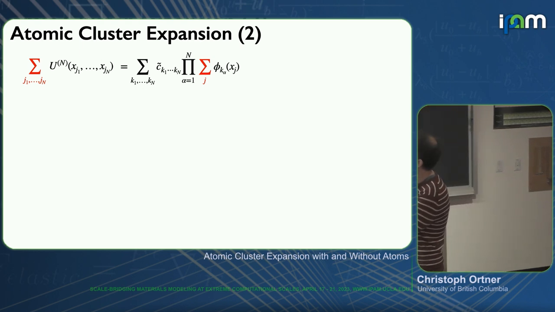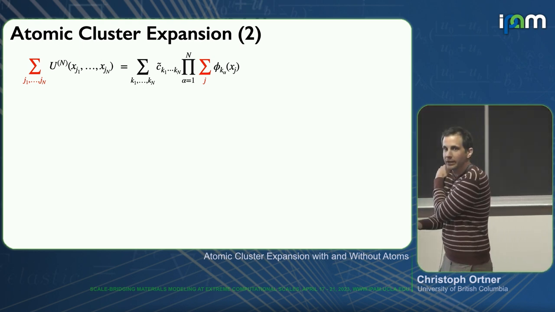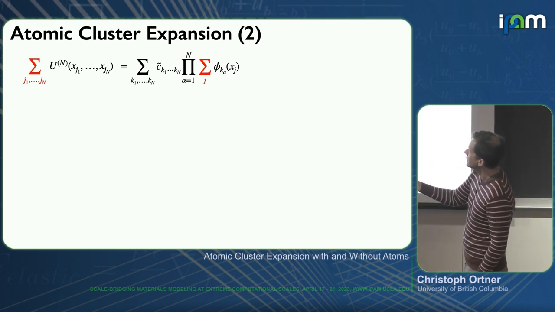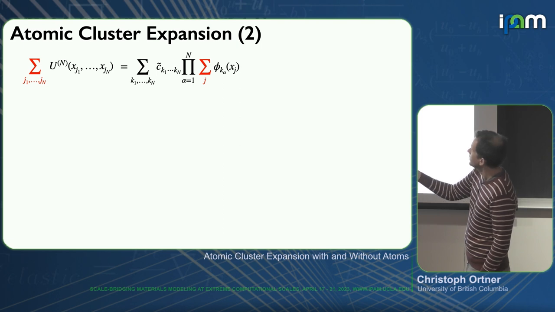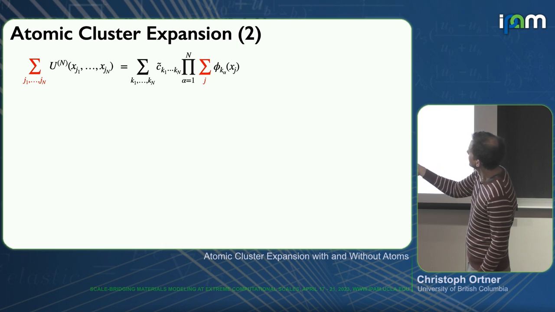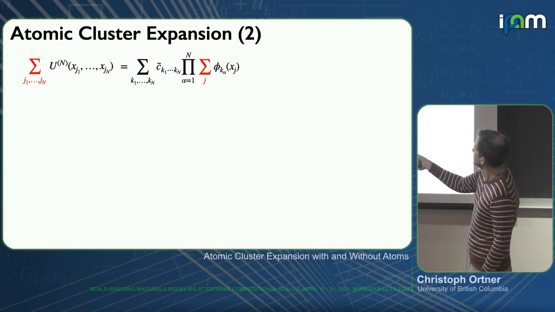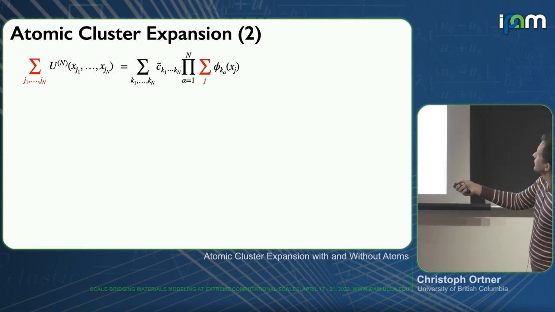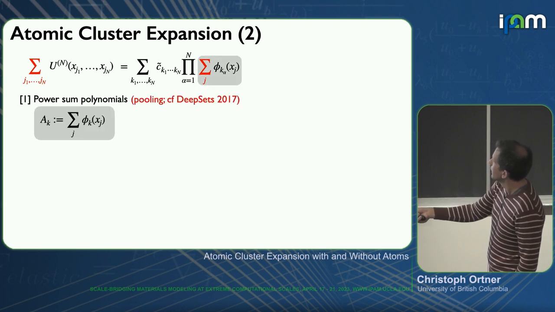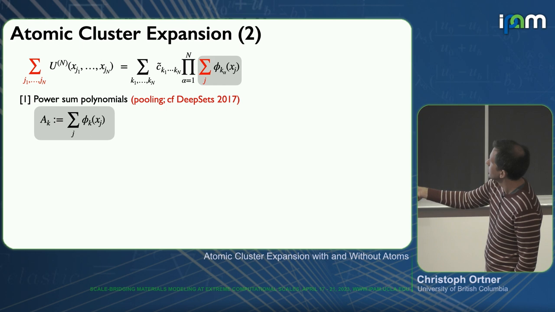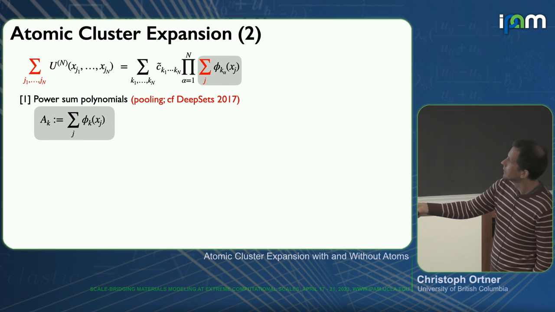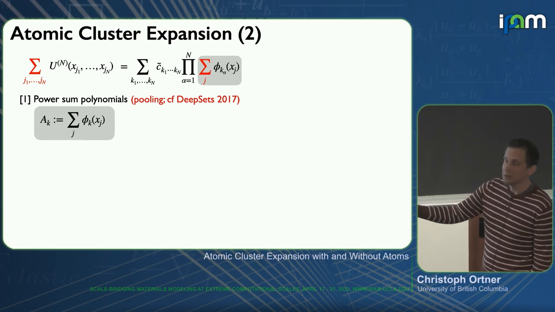Okay, so let me try and review this a little bit. What does this actually look like when you implement this? Again, this is the way we wrote the cluster expansion, the dirty cluster expansion, and then we reformulated it in this way after expanding the U_N in a tensor product basis. So now how do you compute this? Well, the first step is to compute this inner sum here. I'm calling A_k just the sum over all j of phi_k(x_j). So what you see in here is, of course, that the number of inputs does not matter. They just get lumped into that sum.